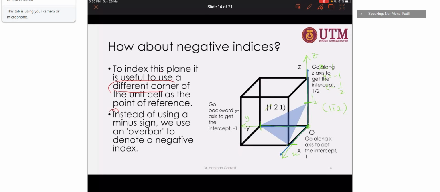Alright, sorry, this is not correct. X is positive, Y is negative, and Z is half positive. Okay, this one is wrong. Okay, this is correct. So if you don't attend this class, maybe you will follow the wrong answer. Okay, over bar at negative Y.